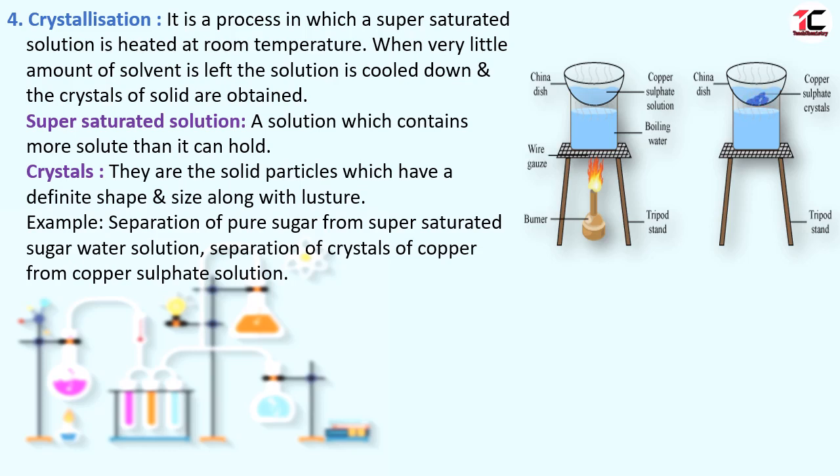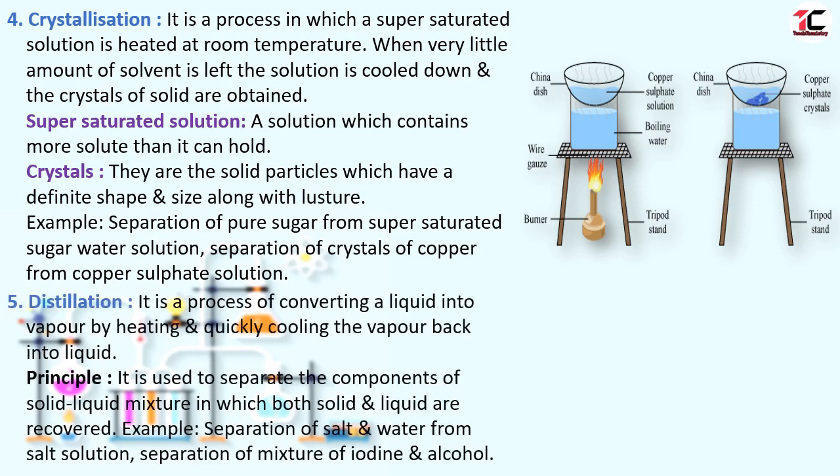Let us move to the next method. Our next method is distillation. It is the process of converting a liquid into vapor by heating and quickly cooling the vapor back into liquid. Here we convert the liquid into vapor by heating, and that vapor is quickly cooled and we get the liquid.